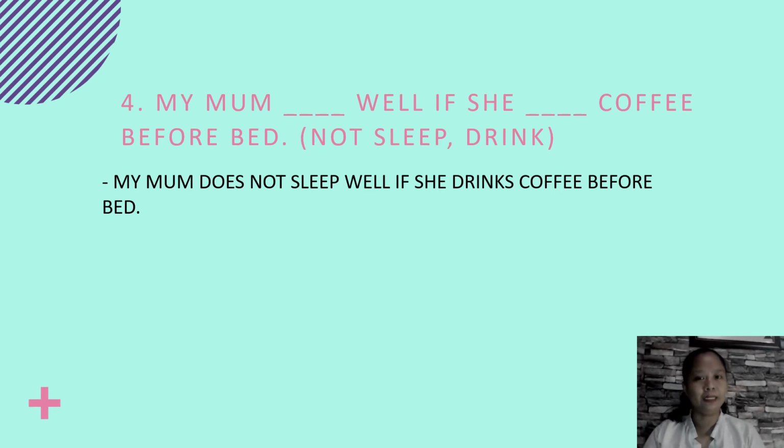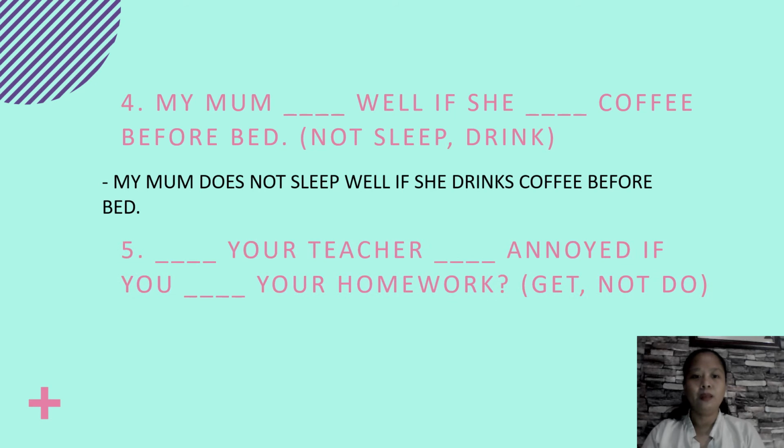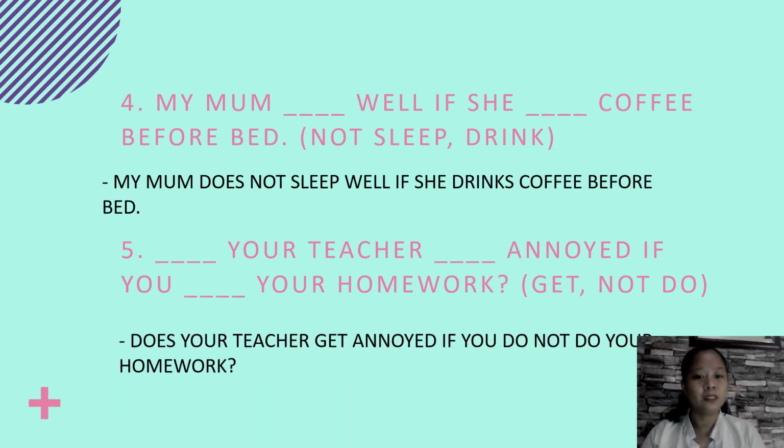For the last item, blank your teacher blank annoyed if you blank your homework. Your verbs are get and not do. What correct form of the verb should we use? Correct. Does your teacher get annoyed if you do not do your homework? Your verbs are get and do not do.